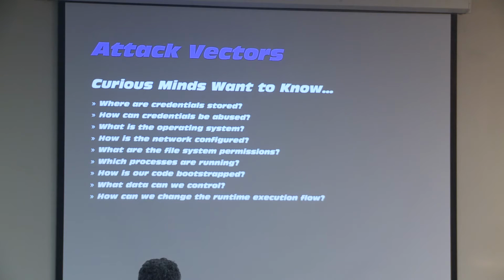Most importantly, from how we can do things, is how our code is bootstrapped within Lambda. How is Lambda taking our code after it's been invoked and doing what it does with it? And then with that, what data can we control? What sort of environment variables? What sort of bootstrap variables? What sort of information can we control, and how can we maybe change the flow of execution during runtime?